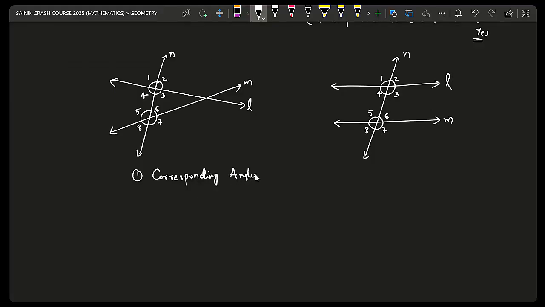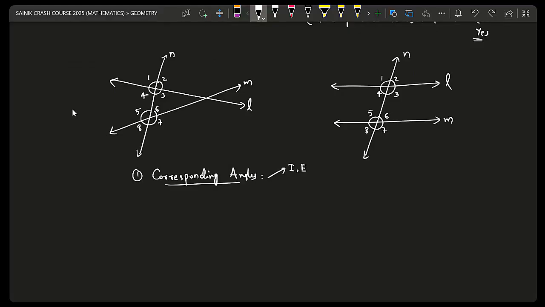What do you mean by corresponding angles? If you want to call any 2 of these 8 angles corresponding angles, they have 3 conditions. First condition: one should be an interior angle and one should be an exterior angle. What are interior and exterior angles? See here, in the second figure, 1, 2 are formed outside, 7, 8 are formed outside. So 1, 2, 7, 8 are called exterior angles, and 3, 4, 5, 6 are called interior angles. Similarly in the first figure also, 1, 2, 7, 8 are exterior, and 3, 4, 5, 6 are interior angles, which are formed inside the lines, interior, and outside the lines, exterior.